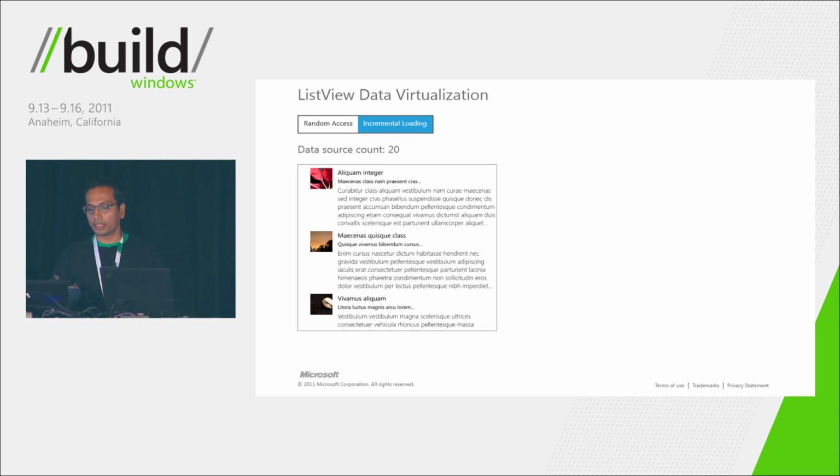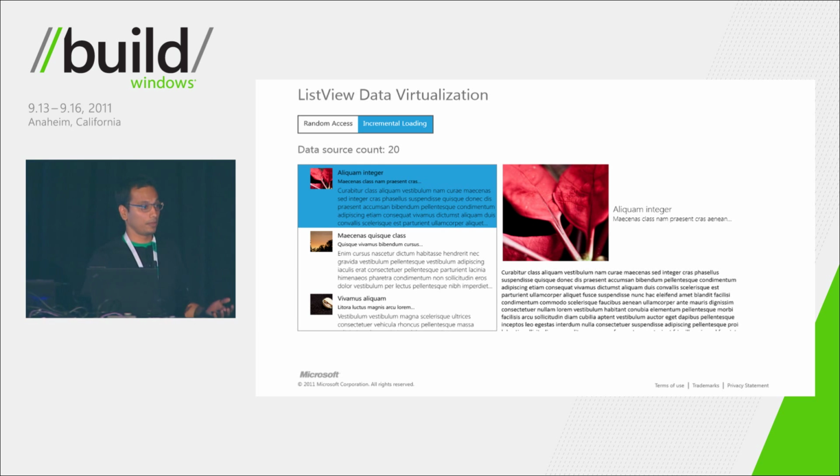And over here, you'll see that I have, again, a list view. It's the same control, same master details kind of application there. And it's bound to a data source which supports incremental loading data virtualization. In this case, this data source has 20 items, and that means it has 20 items on the client. On the server, it may have another hundreds and thousands of items.